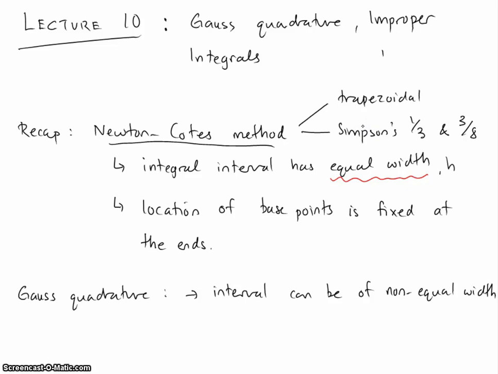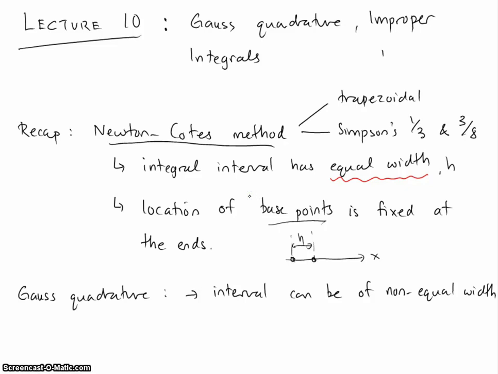Okay, and when we define this value of h, the location of the base point is actually fixed at the ends of your segment. What I mean by that is, if this is the axis of x, when we define the width of each segment h here, the base points are always at the starting point and the ending point of each individual segment.